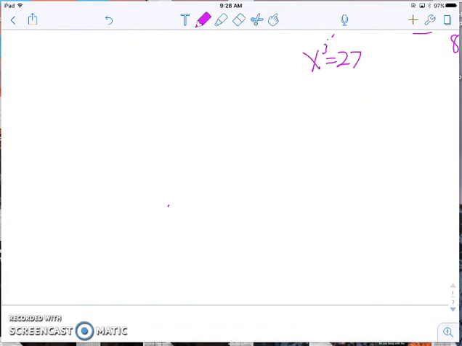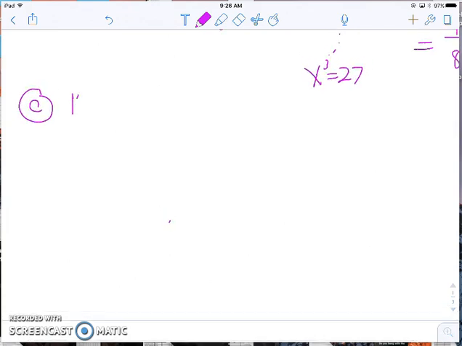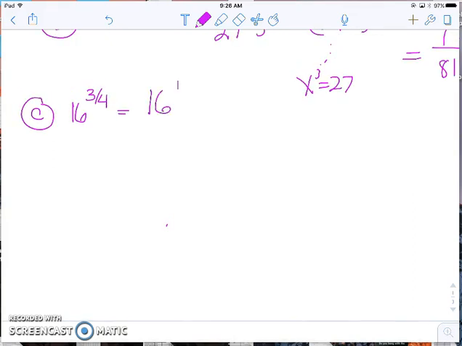We should be able to simplify ones like, let's see, what if we did 16 to the 3/4 power. Breaking that apart, 16 to the 1/4 to the third. The fourth root of 16 is 2, so 2 to the third equals 8. So it works with these indices too.